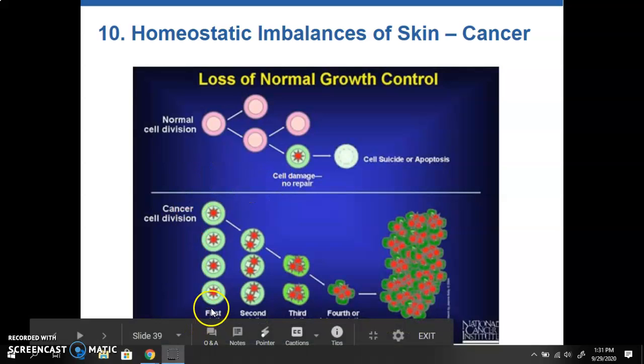However, in some cases, when a certain critical number of mutations has occurred, you can see 1 mutation, 2 mutations, 3 mutations, 4 mutations, this cell right here can become an uncontrolled mass or a tumor, as shown there.